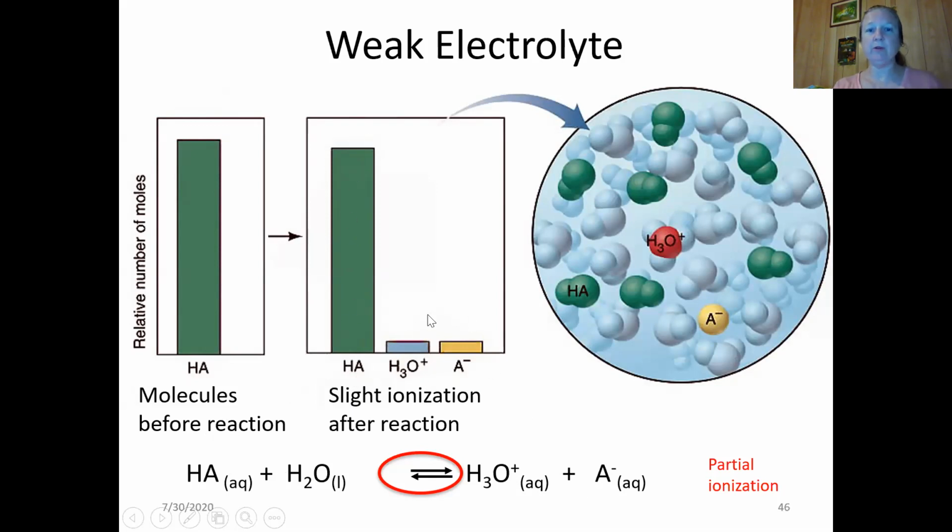This is your major, this is your minor, right? What's mostly there, that's called our major. What's a little bit there, that's our minor. So when you have a double arrow, the major is your reactant. Your minor is the product. It's that simple, okay?